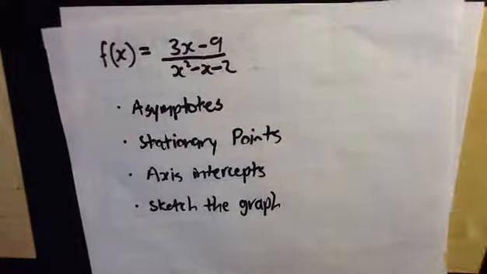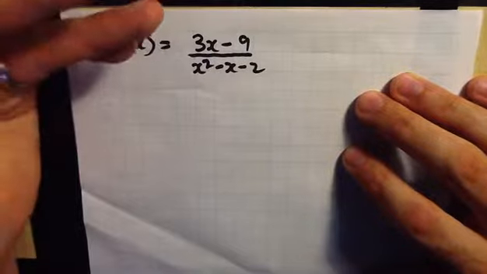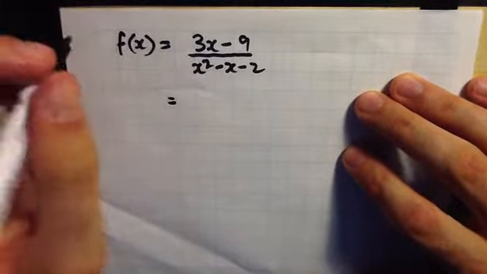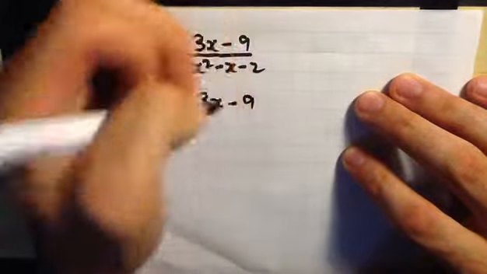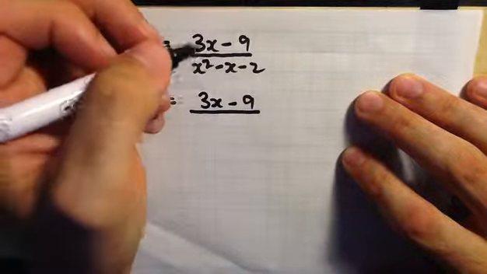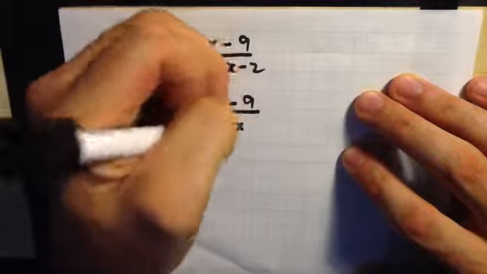So I've got the function here. I want to factorize the denominator so I can get the asymptote. So I would change it and make it look like this. Factorize the bottom: the factors of -2 that add to -1 would be -2 and +1. So that factorizes to this.